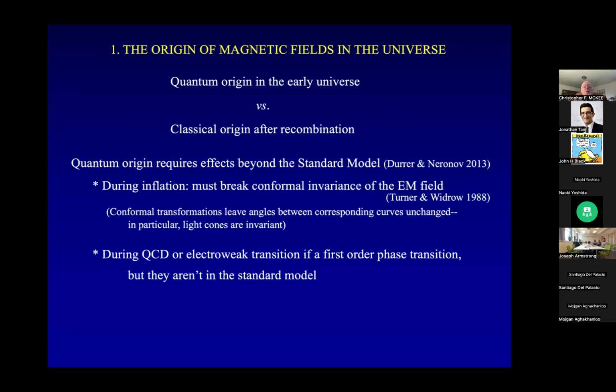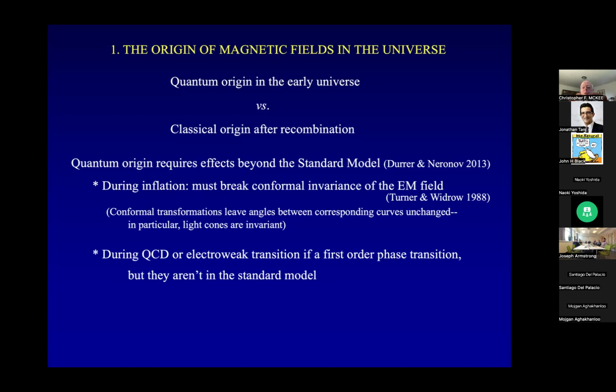So the quantum origin requires effects beyond the standard model. Now, it's important to keep in mind that we know that the standard model is not complete. So the fact that it's beyond the standard model doesn't mean that it's impossible. On the other hand, the standard model does explain all existing, at least particle accelerator data. So during inflation, if that occurred very early, then you have to break the conformal invariance of the electromagnetic field. So conformal transformations leave angles between the corresponding curves unchanged. In particular, the light cones are invariant.